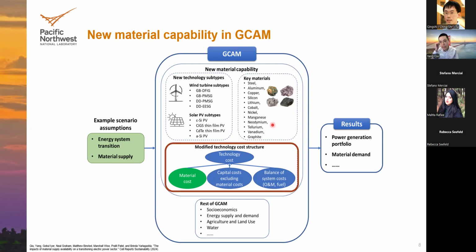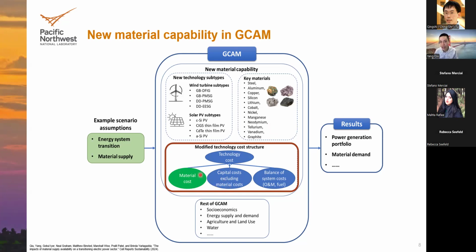And then the third important action we have implemented is that, as you know, for these energy technologies, technology costs typically include different components, right? So for example, capital costs, operational and maintenance costs, and for some fossil fuel energy technology, it also requires fuel costs. What we did here was to separate technology capital costs into two components. One is this material cost, and the other component is the capital cost excluding material cost.